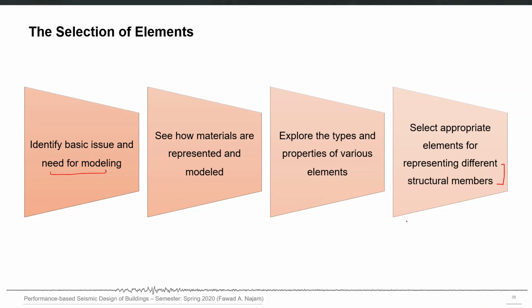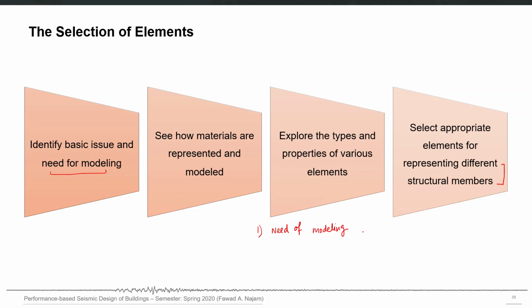Obviously, you cannot use a one-dimensional element to represent a real structural member which is, say, a three-dimensional member or a two-dimensional member. So you have to select the appropriate element. You have to keep that dimensional hierarchy in mind while selecting the elements. So number one, you should keep the need of modeling in mind. Why are you modeling that structure?